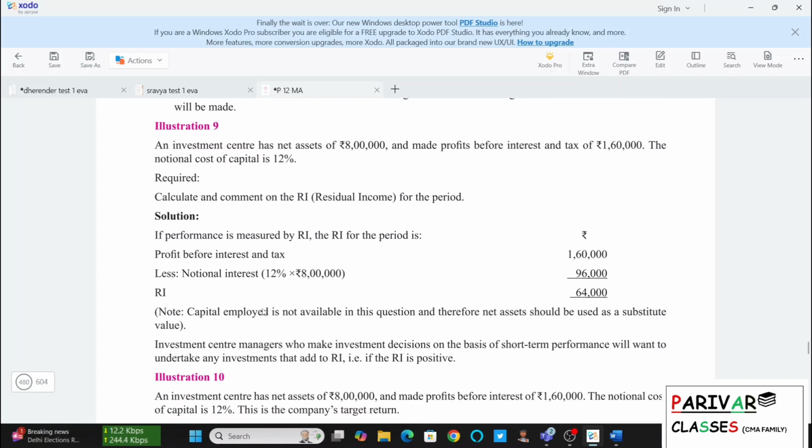He wrote a note point: capital employed is not available in this question, therefore net assets should be taken as a substitute value. In the beginning itself, I said capital employed is nothing but operating assets, net assets, everything is one and the same. But only for this one question, he specifically wrote this note point. Actually, in that case, you would have to write this note point for every question. How this institute prints this textbook, I don't understand. But in the exam, wherever possible, you have to mention note points.